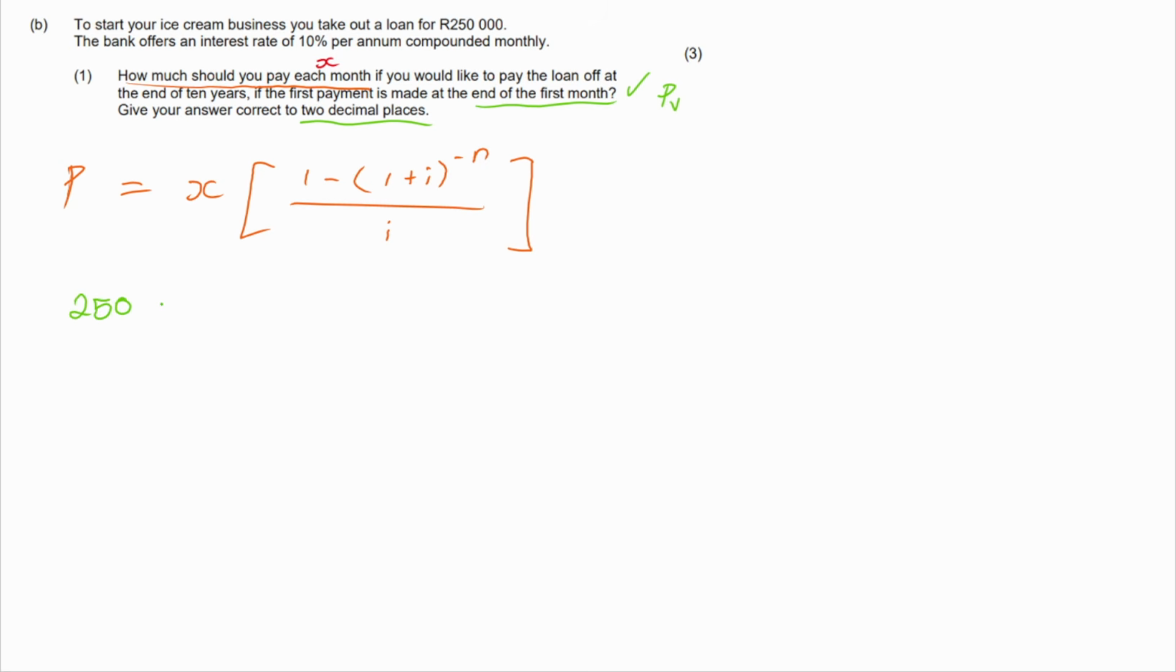So 250,000 is equal to X, which is what we're trying to solve. And then we have 1 minus 1 plus I, which is 0.10, compounded monthly. So we put 12. And then we say negative 12 times 10 for 10 years, because each year there are 12 compound periods, and there are 10 years. You could also put just negative 120 because there are 120 compound periods. I know some people do this differently, but I hope my way makes sense, or at least you can understand my way.